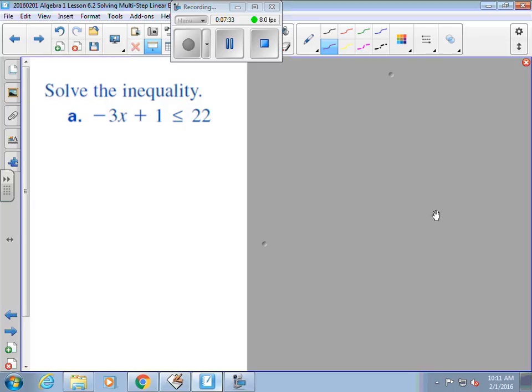Again, order of operations backwards. If you need this, put this. Nothing wrong with doing that. X is going to stay right where it is on this side. Undo plus 1 by subtracting 1 on both sides. Negative 3x is left. 22 minus 1 is 21. Ask yourself, do I reverse the symbol or not? All we did was subtract it. We did not multiply or divide by a negative number, so the symbol stays just like that.